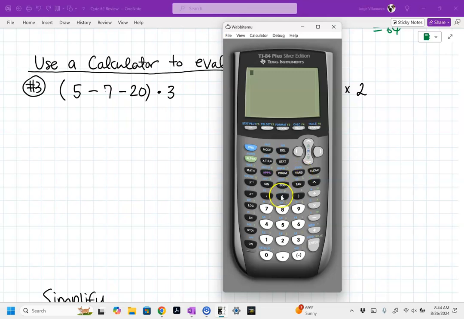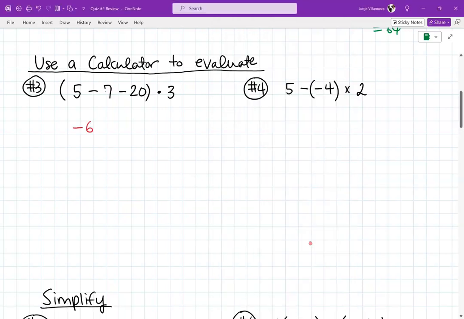So here we go. I'm going to press parenthesis, 5 minus 7 minus 20. I'm going to put a close parenthesis here, times 3. And it gives me a negative 66. So there you go. That's all you have to do for those problems. Okay? So negative 66.